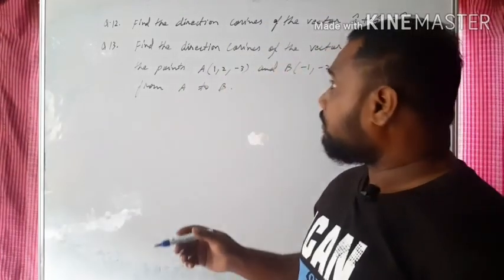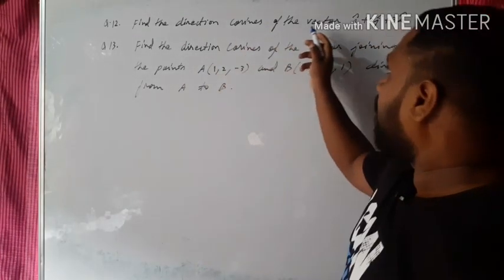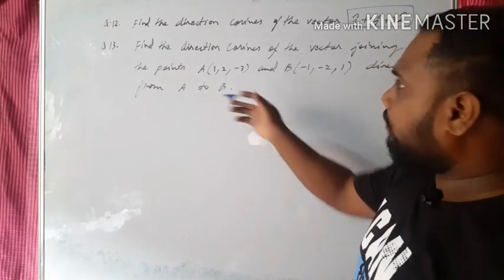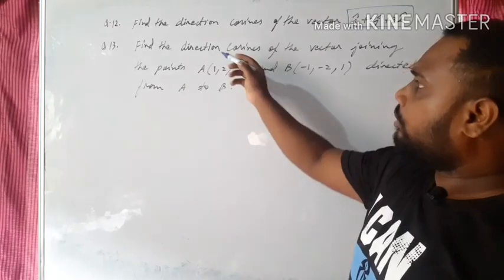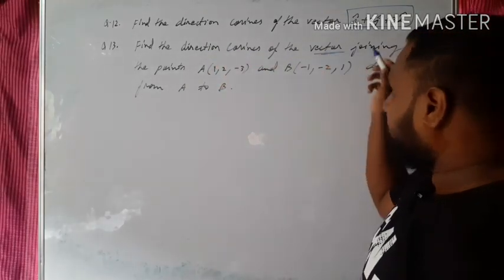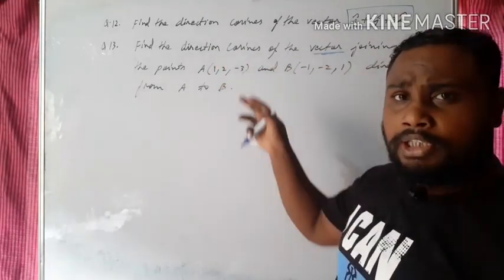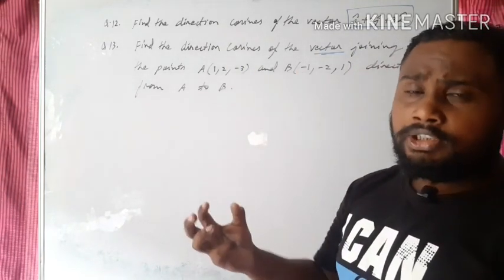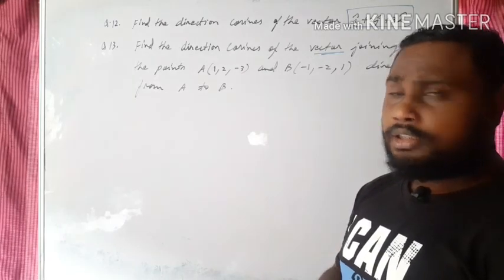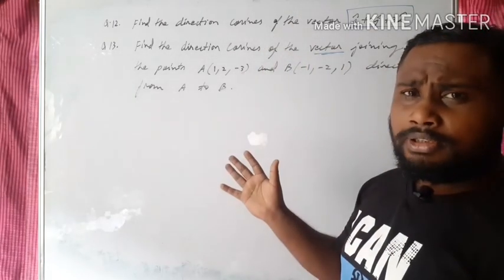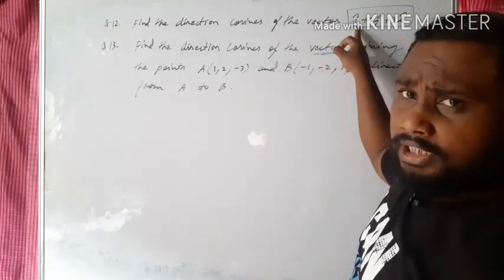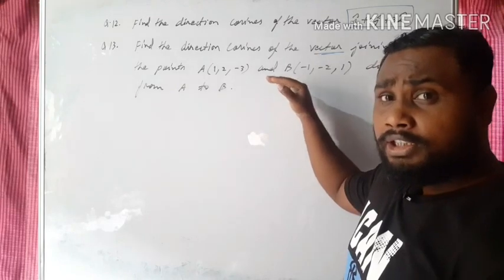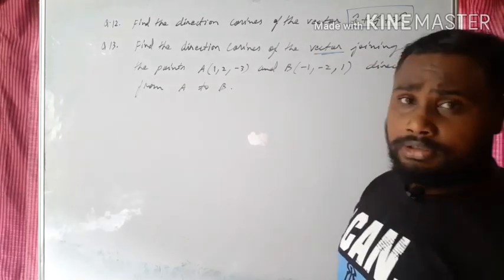So let's see these questions. Find the direction cosine of the vector this. So I want to find the direction cosine of the vector. In the next question also you are going to find the direction cosine of the vector joining these 2 points. By using these 2 points I will find the vector AB, and whatever vector I get, I will find its direction cosine. So these 2 questions are similar only. Here the vector is given directly, I will have to find the direction cosine of it. Here I will have to find the vector first, and after that I will have to find the direction cosines. So let me do this question only, 13.